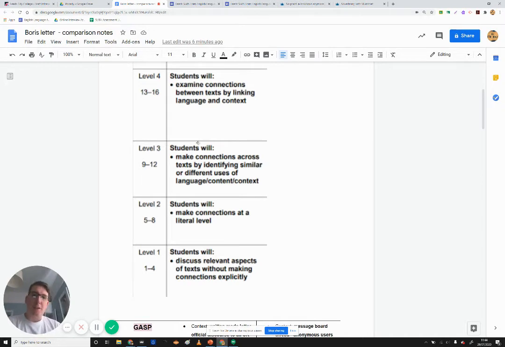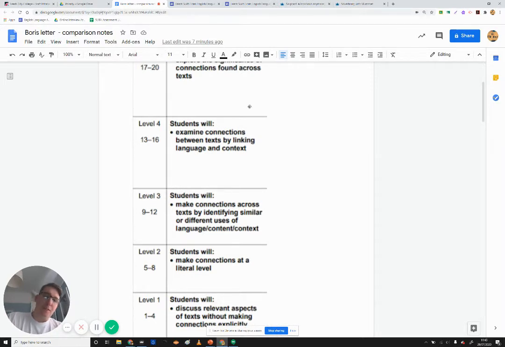Students make connections across the text by identifying similar or different uses of language, content, or context. So now we can see we're actually talking about comparisons of the methods that a writer uses, the things that are available within the text. Individual choices of language, might be talking about lexis, might be talking about word choice, might be talking about sentences, syntax, phrases, clauses. Could be about meaning, could be about semantics, all things like that. It could be about metaphor. Similarly, anything that we class as language, we've got connections across the text by identifying similar or different uses, so comparing or contrasting.